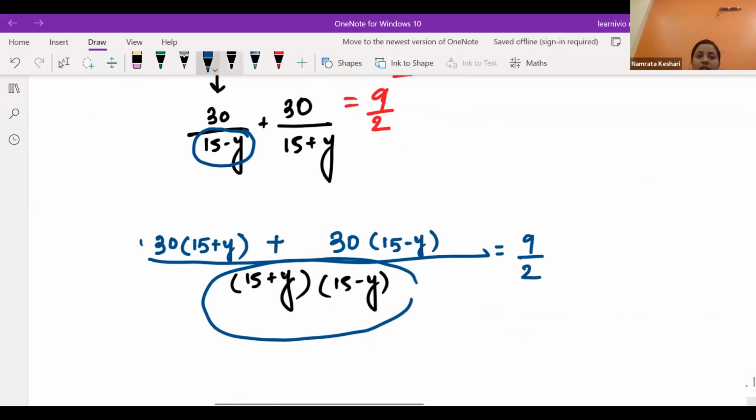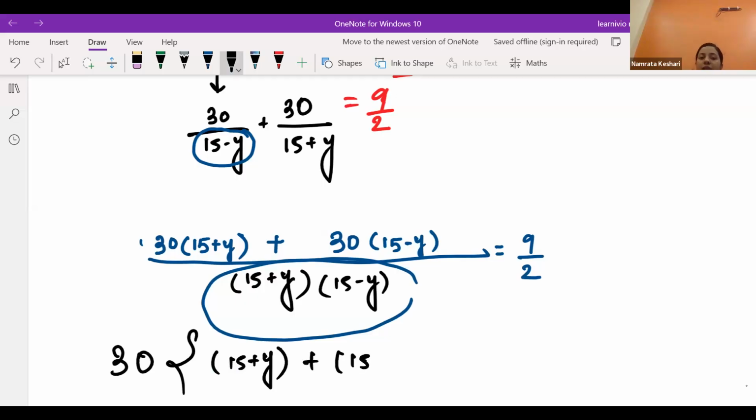See, you can multiply this 30 with 15. You can multiply this 30 with y. Then the same thing, 30 you can multiply with 15 and 30 you can multiply with y. But you can also take out 30 common. And you can just write that you are left with 15 plus y over here plus 15 minus y. Is it making sense?